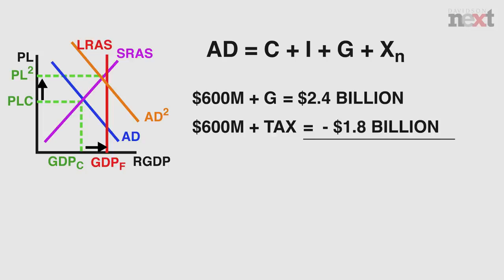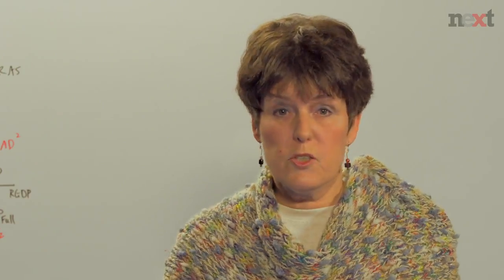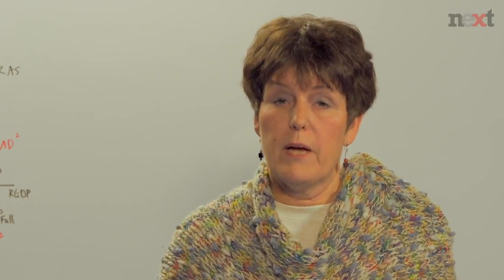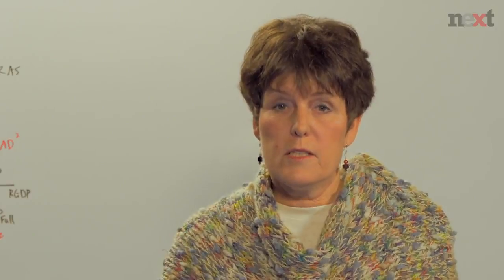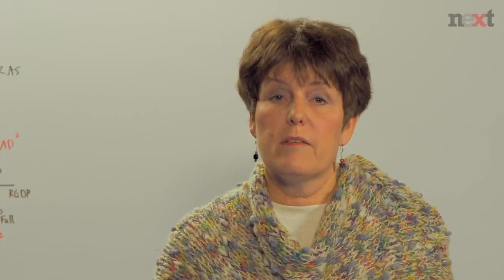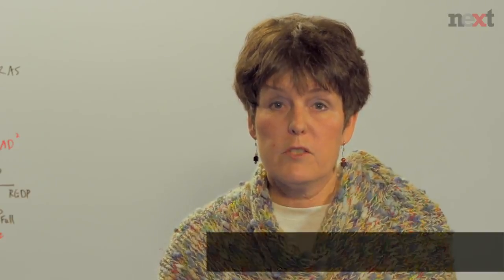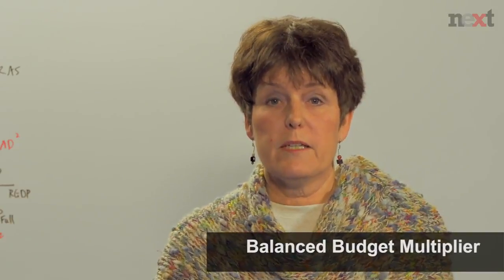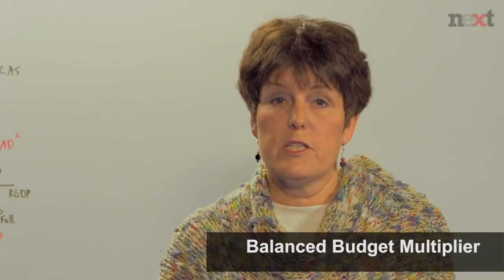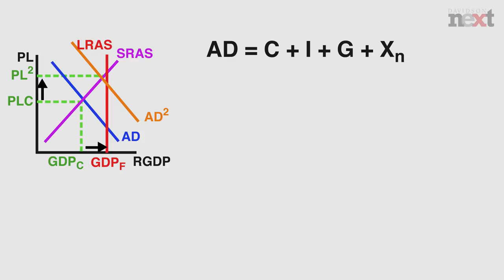But wait a minute. The budget was balanced, and yet there's a positive impact on aggregate demand of $600 million. How did that happen? Because government spending is stronger than taxes. A balanced budget causes output to change by the initial change in government spending. A balanced budget is when government spending is equally matched by a change in taxes. So now we have three multipliers.